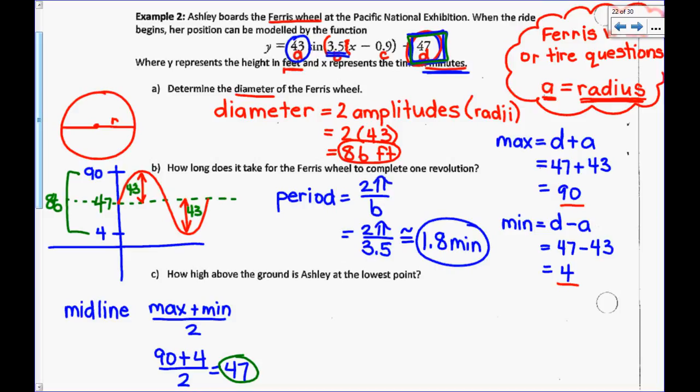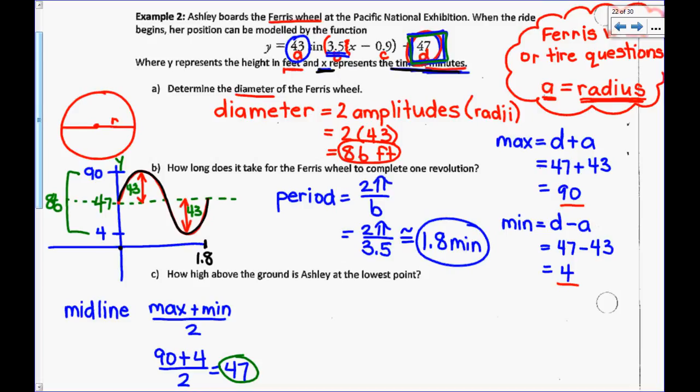It was telling us here that our x-axis represents the time. So that means the distance from here when the ride started till here when it did one complete revolution, one complete period, is 1.8 minutes. Okay, that's on our x-axis because x represents the time in minutes. And then y represents the height, right? And that's what we have going on our y-axis here, the height.